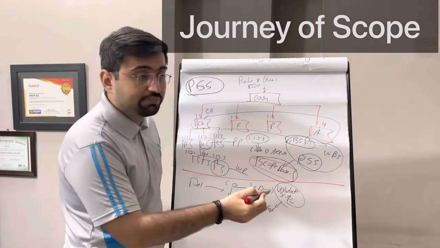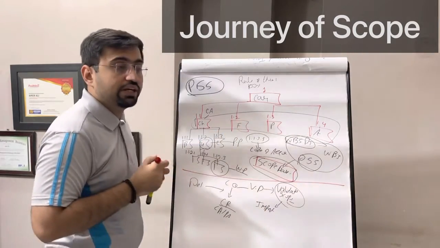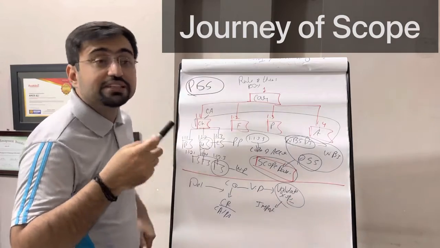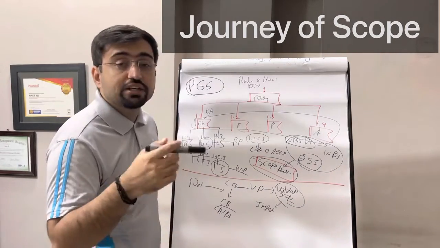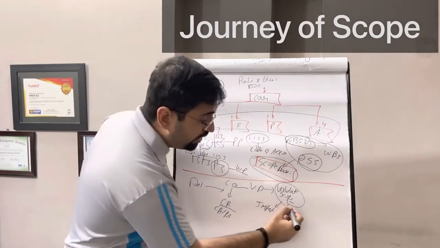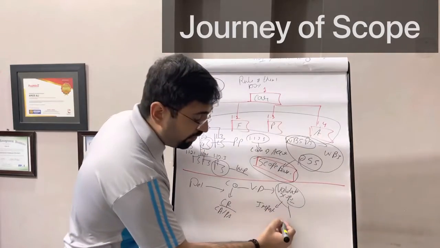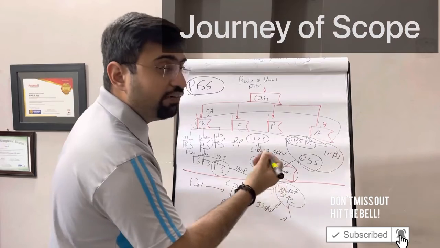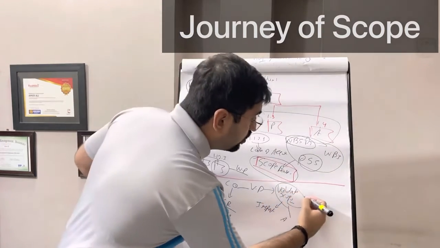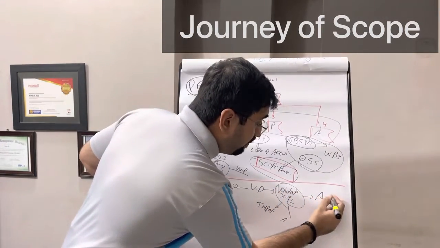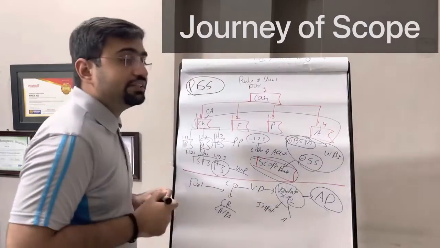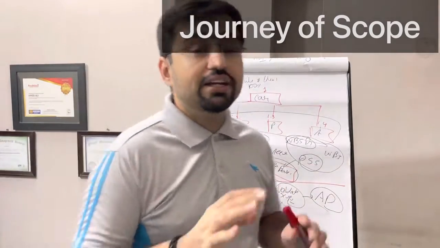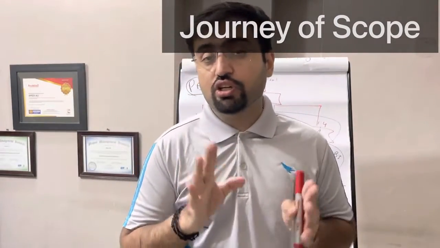But if you have made something that is not in the scope baseline, or if you have made something that is missing in the scope baseline, then it will become a change request, and we need to do corrective action, preventive action, defect repair after approval from the change control board. And once the deliverable is approved by validate scope, it is called an accepted deliverable. And here completes our journey of scope.